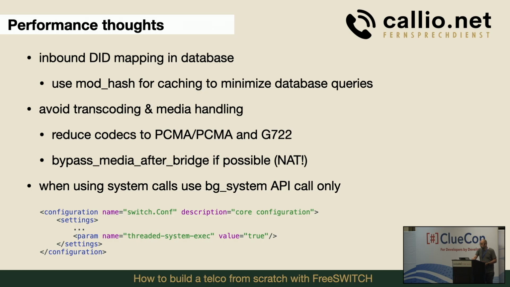If you need to use system calls, maybe like touching any files, or playing sound files or something like this, you should use the bg system API call and not the system API call, just to be sure that it's non-blocking. And if you're using the bg system API, you should make sure that you set the parameter threaded system exit to true. I had to learn it.